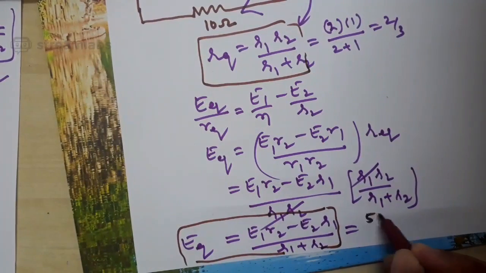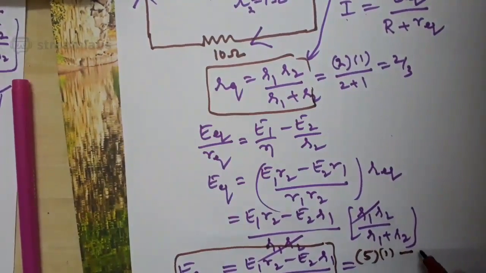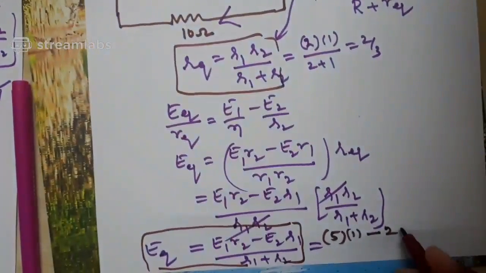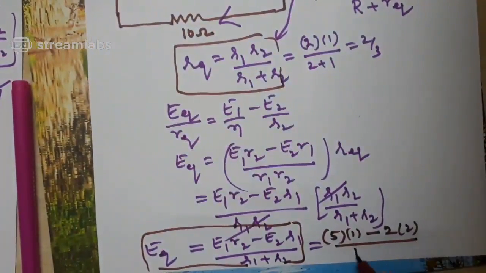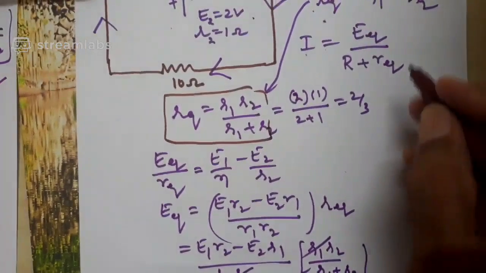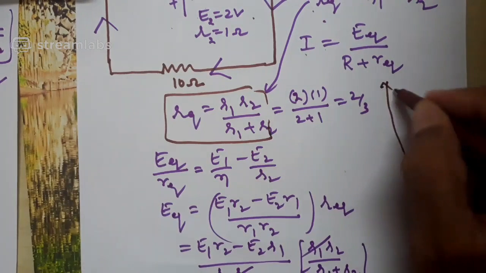Substitute. What is E1? 5. What is R2, given in the problem? 1 ohm. Minus. What is E2? 2 volt. What is R1? 2 ohm. Divided by R1 plus R2. 1 plus 2, or 2 plus 1. This will be equal to 5 minus 4 is 1. 1 by 3. Substitute everything here. This also.